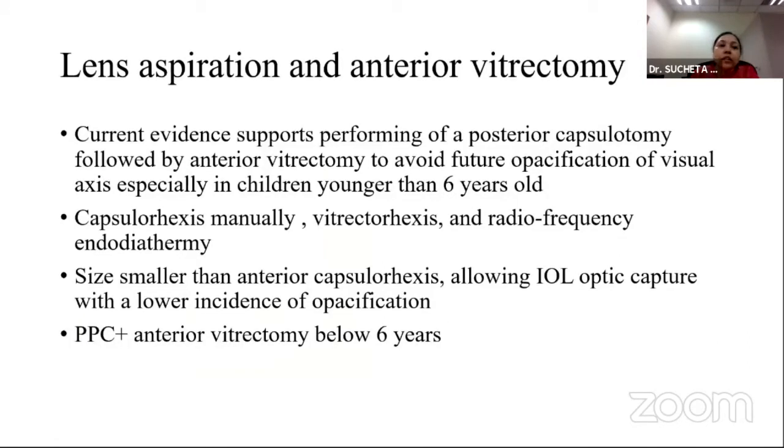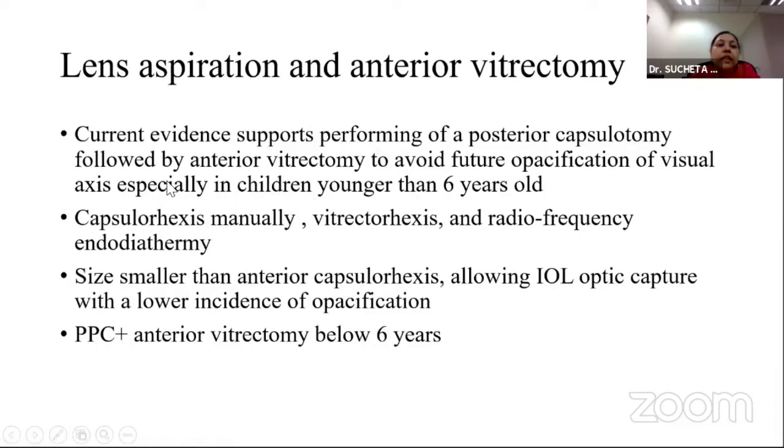Now, what is important is after doing a good rhexis, you can go about doing a lens aspiration. In those cases, you have a phaco aspiration and you can do it. That is not much of a difficulty. But what comes after is how to go about doing a posterior capsulorhexis. In most children below 4 years, we have to do a PCCC along with anterior vitrectomy. But if a child is more than 6 years, you can just do a PCCC and not go about doing an anterior vitrectomy in those cases.